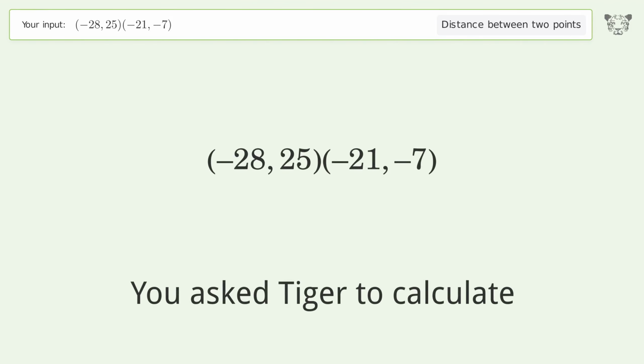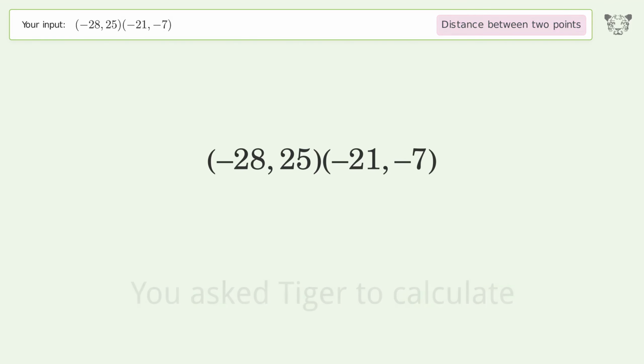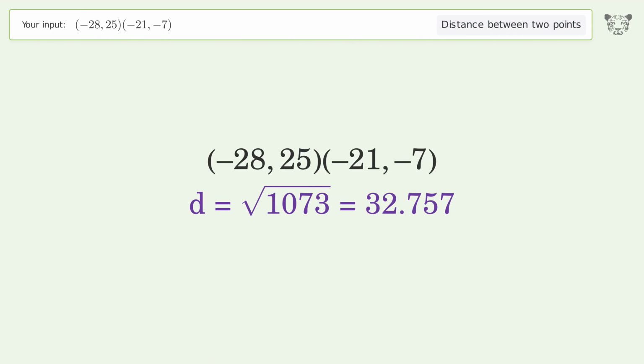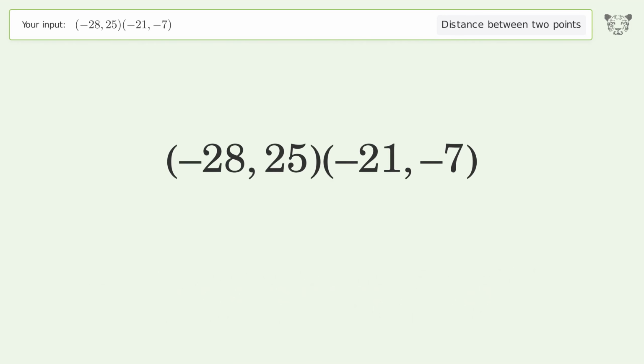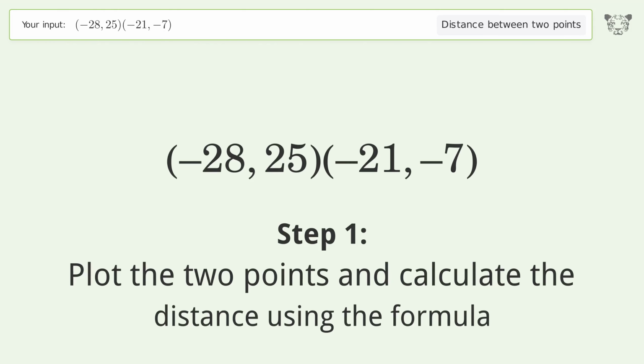You ask Tiger to calculate. This deals with the distance between 2 points. The distance between the 2 points is the square root of 1073, or 32.757. Let's solve it step by step. Plot the 2 points and calculate the distance using the formula.